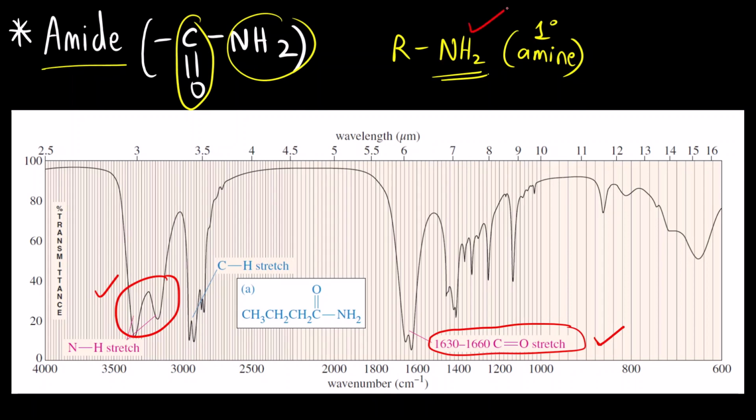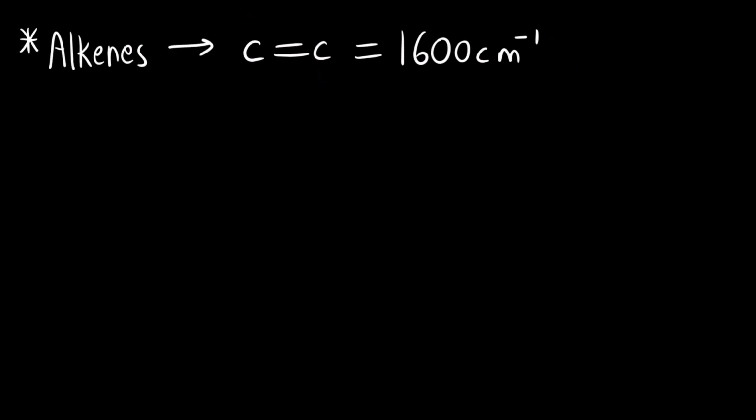Only NH is present, it will be primary amine. And if both are present, peak at carbonyl as well as NH, then it will be amide. Peak for both NH and carbonyl, amide; only NH bond, then it will be primary amine. Okay, so next is alkenes.